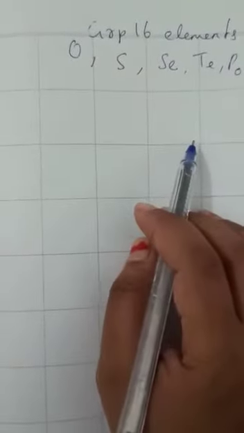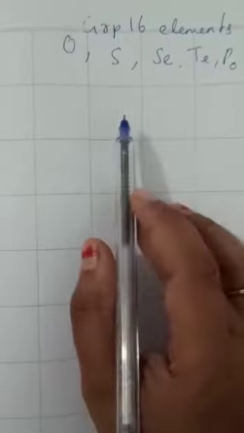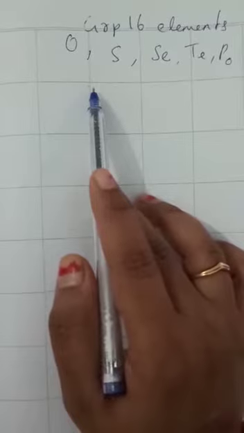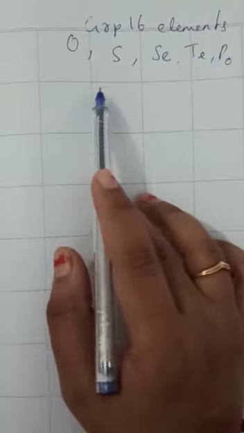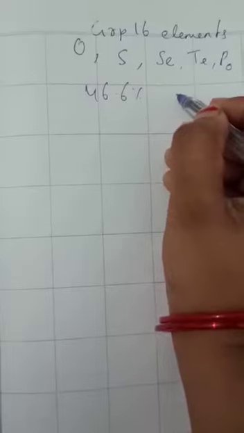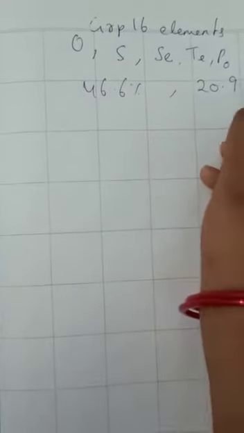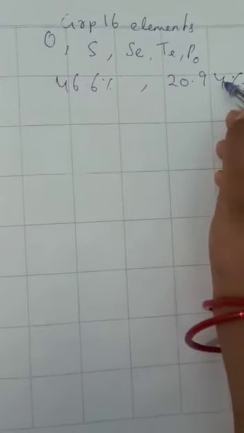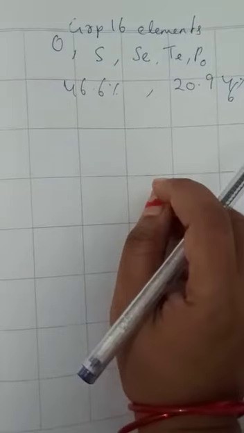Okay, so students, first of all, let's discuss the physical properties of these group 16 elements. First of all, occurrence of these elements: oxygen is the most abundant among these. Oxygen is the most abundant element on the earth, and it comprises about 46.6% of the mass of the earth's crust, and dry air contains 20.946% of oxygen by volume.